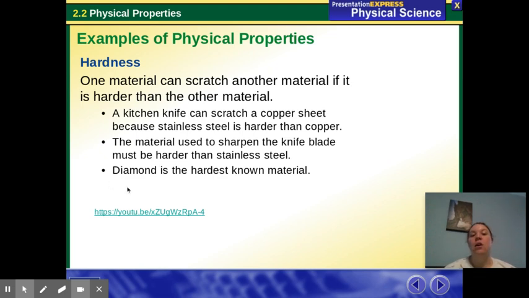Diamond is the hardest known material to man, and it's actually used to increase the hardness of materials. So sometimes saw blades will have diamond in them, like small pieces of diamond in them, to make them stronger so that they can cut through materials that are harder than just stainless steel.